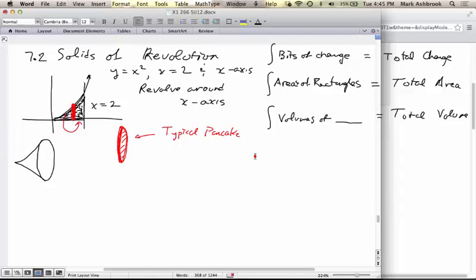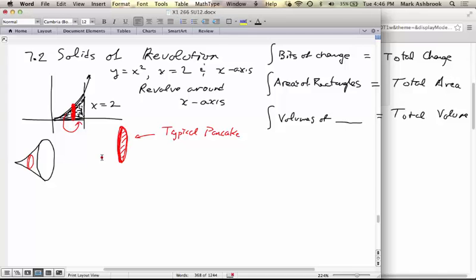So your book and web work will call these discs, okay? Discs, but pancakes are a lot more fun. So whenever you see discs and pancakes, exactly the same thing. Okay, so there's our typical pancake, and so then what are we going to do? We're going to sum up the volume of all the pancakes starting at x equals 0 until x equals 2. And when we sum up all those volumes of those pancakes, we'll get the total volume of the Hershey's Kiss.